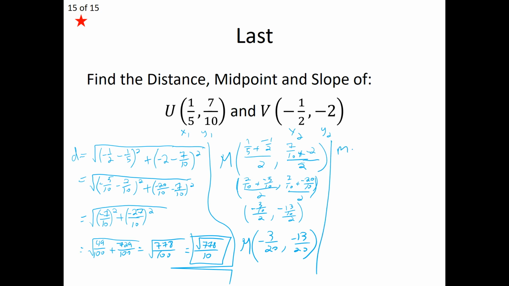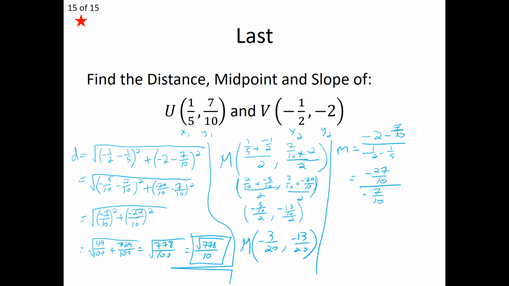So the slope is then going to be the change in our y's over the change in x's. So we have the change in y, -2 minus 7/10 over the change in x's, so -1/2 minus 1/5. It's actually going to turn out to be the exact same numbers we saw in the distance formula. So we get then -27/10 in our numerator divided by -7/10 in our denominator.